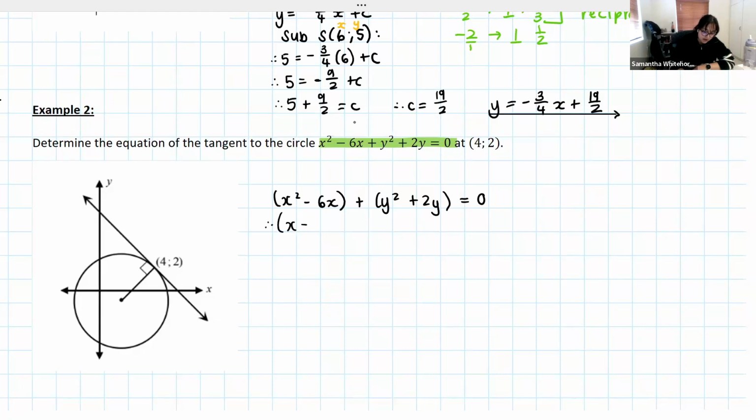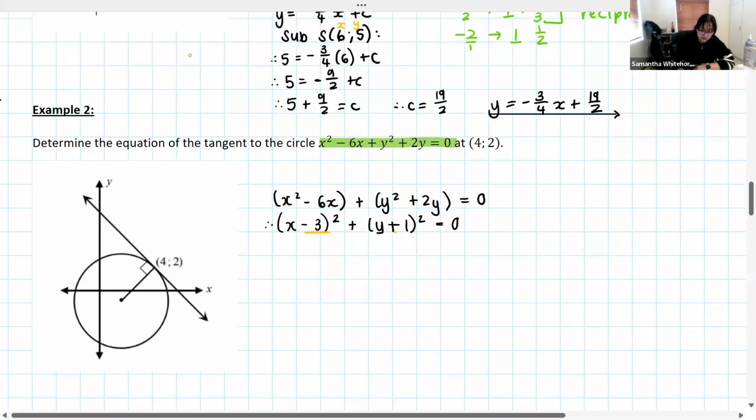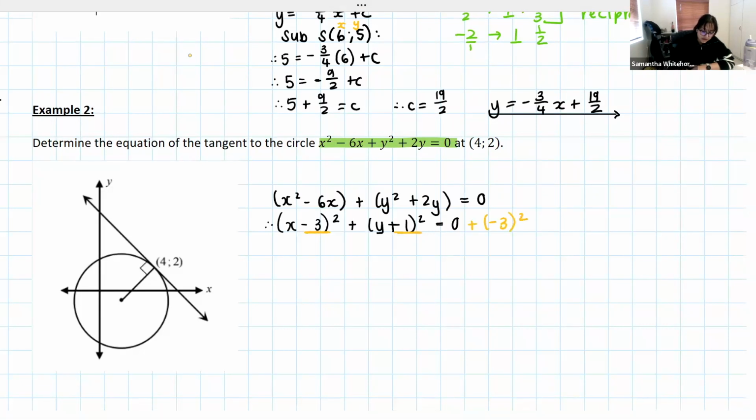So it's x minus half of negative 6, so x minus 3 squared, plus y plus half of 2, which is 1 squared, is equal to 0. But now I need to remember that I've added negative 3 squared and 1 squared on the left-hand side. So I need to add negative 3 squared and 1 squared on the right.